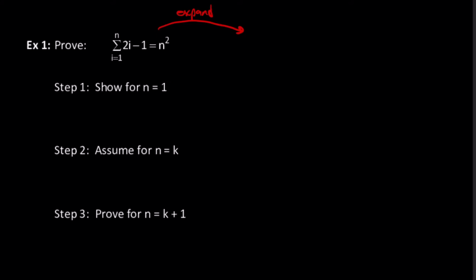So what we do to expand, remember, is we plug in a 1 right here. So what does that give me? 2 times 1 minus 1? Well, that's just a 1. Since this is a summation, I need to add all my terms. And now let's plug in a 2 here. It goes 1, then a 2. So 2 times 2 is 4, minus 1, that's 3. Then let's plug in a 3 here. 2 times 3 is 6, minus 1, and that's 5.